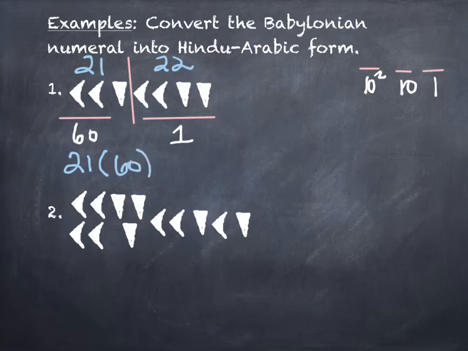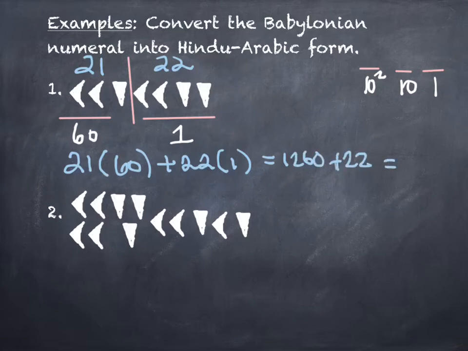All right, so we're going to multiply 21 times 60, and then we're going to multiply technically 22 times 1. I realize that's just 22, but just for the sake of seeing it, I'm going to write it down. So you take the number that's in the place value times the value of that place, plus the number that's in the next place value times the value of that place. And if you multiply, what do you get? 1260 on the first one, and 22 on the second one, for a total of what? 1282.